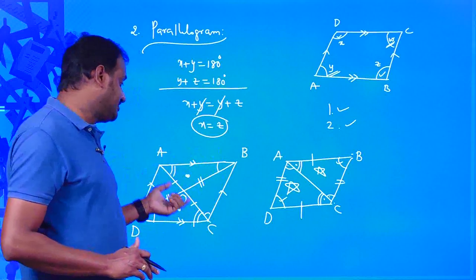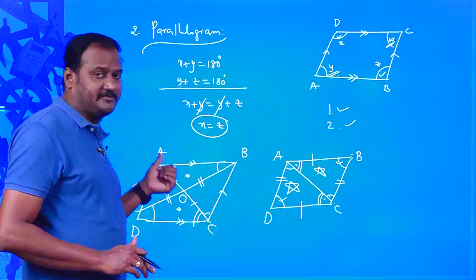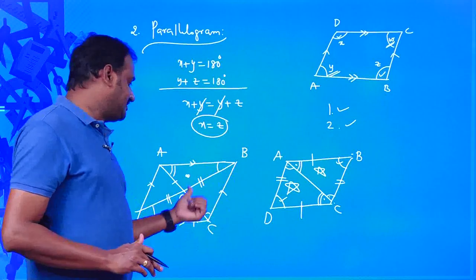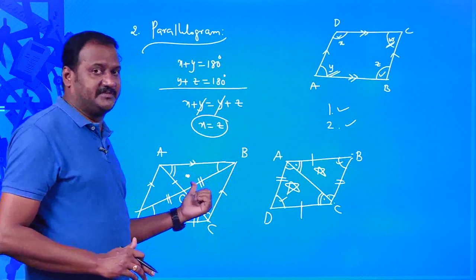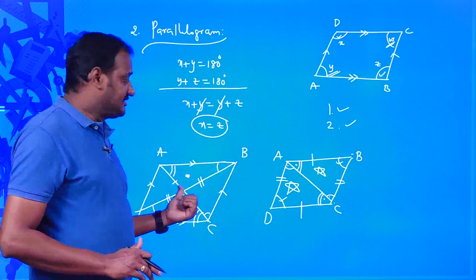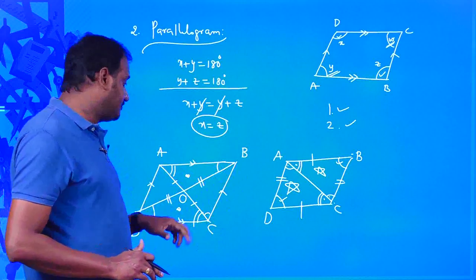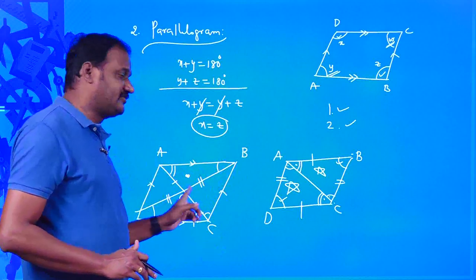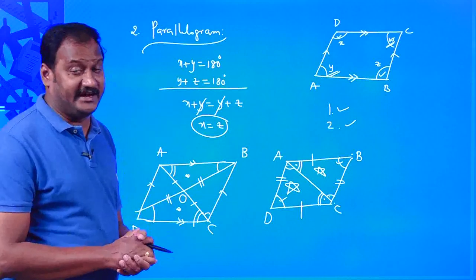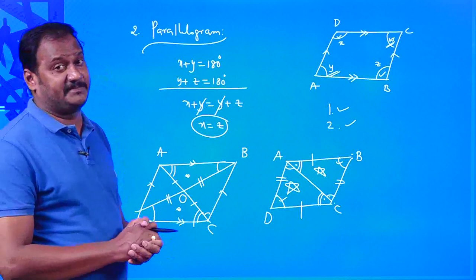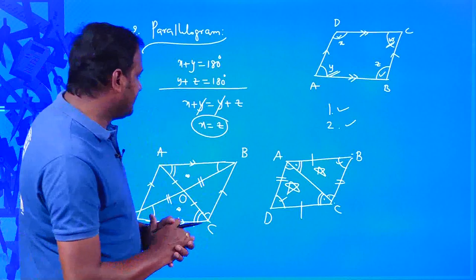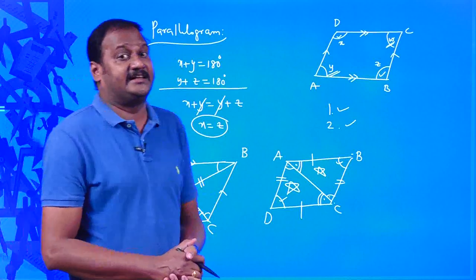It means AO is equal to OC means O is the midpoint of AC. BO is equal to OD, it means O is the midpoint of BD. Therefore, AO is equal to OC, BO is equal to OD means diagonals bisect each other in a parallelogram. These three are very important properties of parallelogram that everybody has to remember.